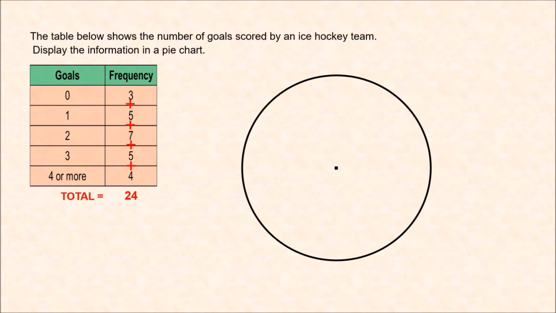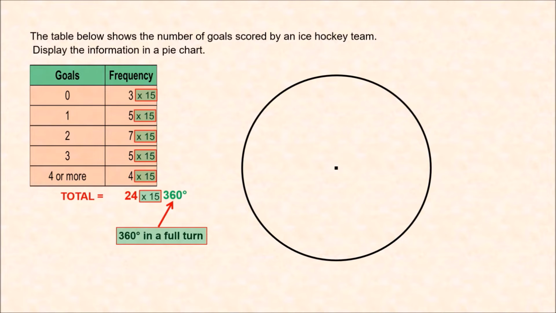So step 1, find the total, so that would be 24. And then think of a number, multiply the 24 to get 360, or divide 360 by 24, so that will give us 15. So multiply each and every number in the frequency by 15. So 3 times 15 is 45, 5 times 15 is 75, and you get the other angles.